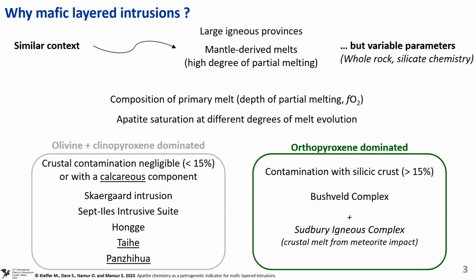The samples in gray correspond to apatite from olivine and clinopyroxene dominated intrusions. So there is negligible crustal contamination, such as in Skaergaard, Sept-Îles, or Rum, or there is contamination with a calcareous component, such as Tejé and Pondra. On the other hand, the orthopyroxene-dominated intrusions correspond to intrusions that underwent contamination with a silicic crust. So as you all know, the Bushveld complex, and I also added the Sudbury igneous complex because it's a purely crustal melt.